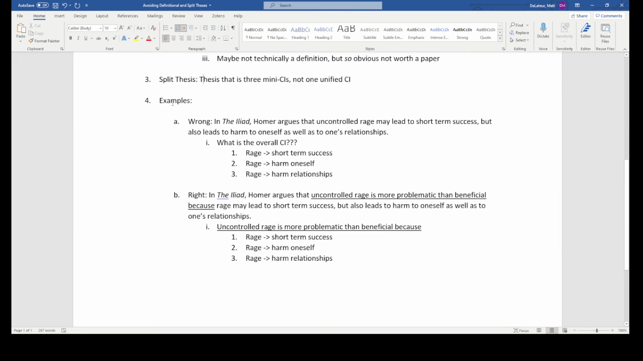So let's take a look at one specific example here. We're talking about the Iliad. This is a split thesis right here. In the Iliad, Homer argues that uncontrolled rage may lead to short-term success, but also leads to harm to oneself as well as to one's relationships. Okay, there's some good thinking here, there's some ideas, there's some relationships, but when we chart it visually, what do we have? We have rage leads to short-term success. If you want, I can color code this. We've also got rage leads to harm to oneself. We've also got rage harms relationships.